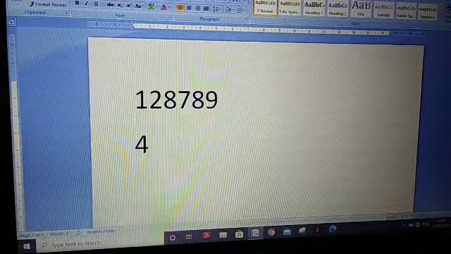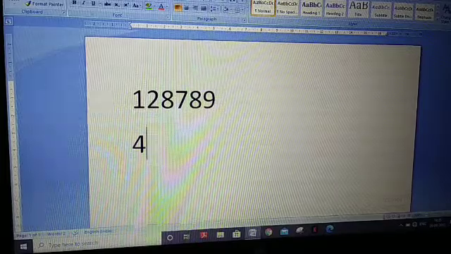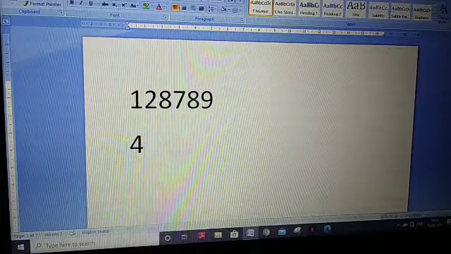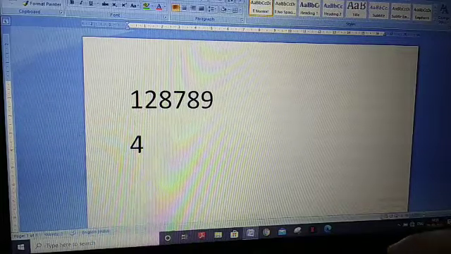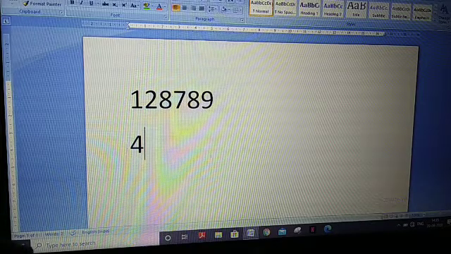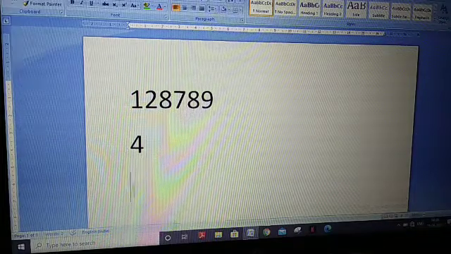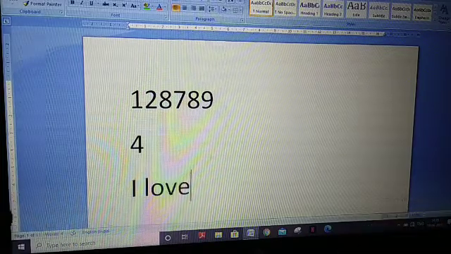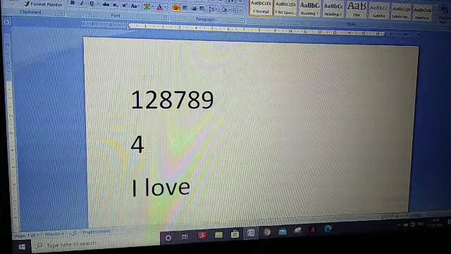Okay, so I hope you understood about the backspace key and delete key. Now we will write some text. Suppose, what should I write now? I love. After love I want to write computer.